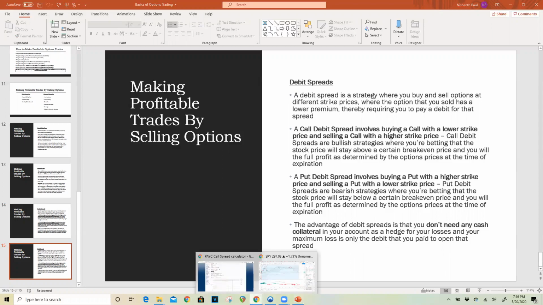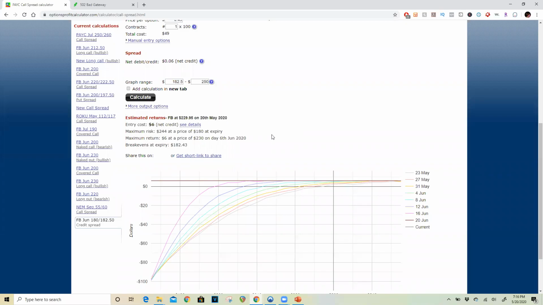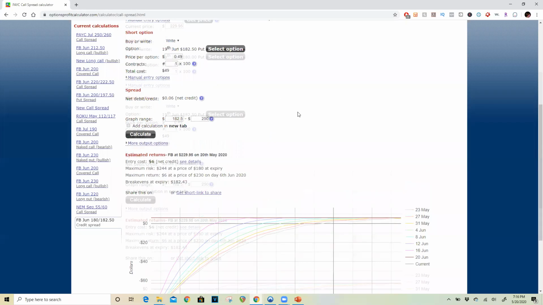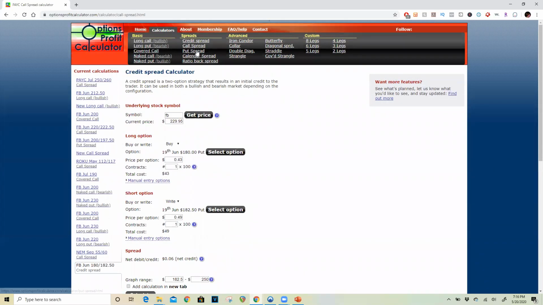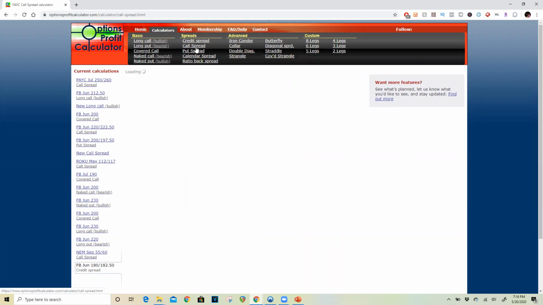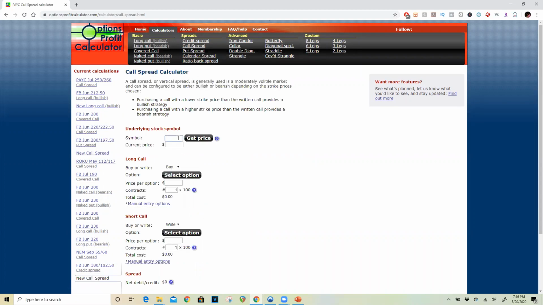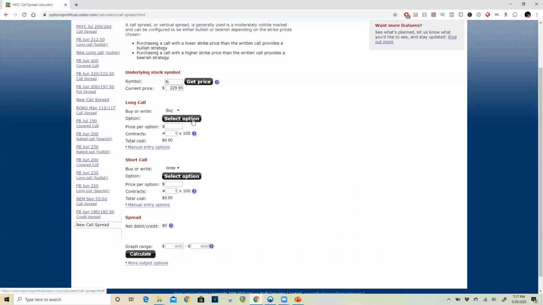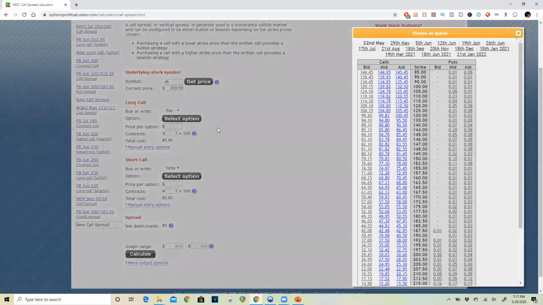Let's look at an example. I actually want to show you a couple of examples that I'm using right now because I'm a big fan of this strategy. Let's click on call spread. Let's look at Facebook again. I get the price. Now you're betting that this price would go up. Now, for you to increase the chances of this profiting and to increase your returns, you actually want to buy options that are much farther away.